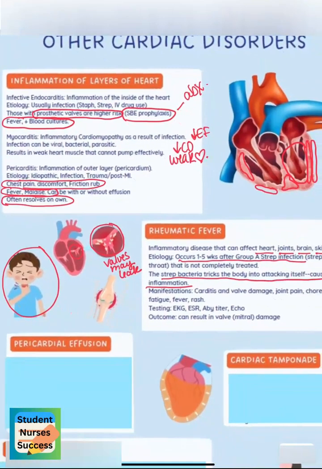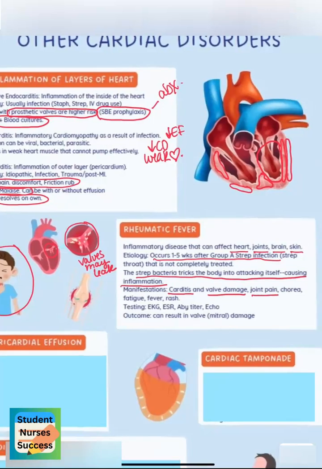So we do have symptoms of carditis, which is inflammation of the heart, valve damage, which we just talked about. We also can have some joint pain, and we call those maybe arthralgias. That'd be a good name for it. And so we do have inflammation in those joints. We do see chorea sometimes, which is some random neurological movements. We can have some fatigue, fever, and a rash.